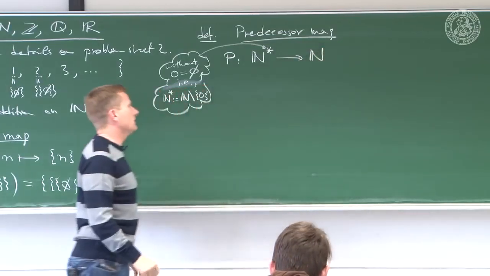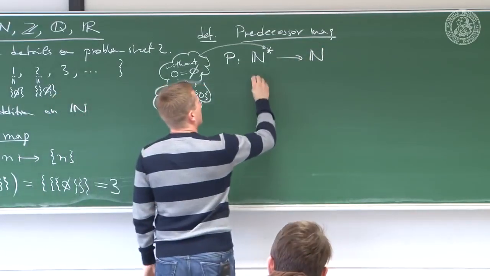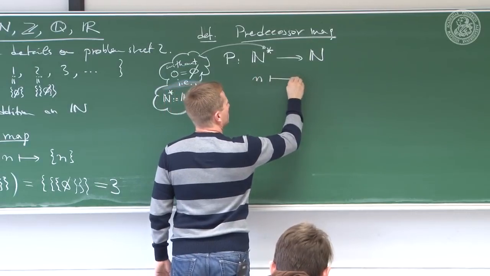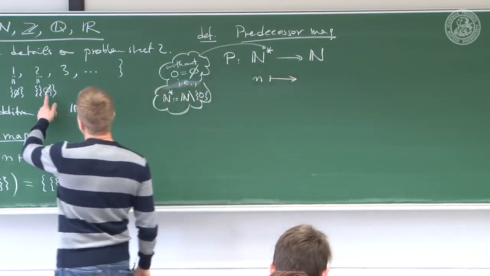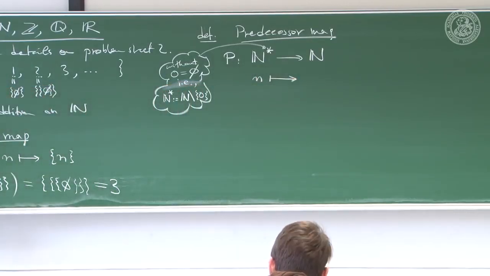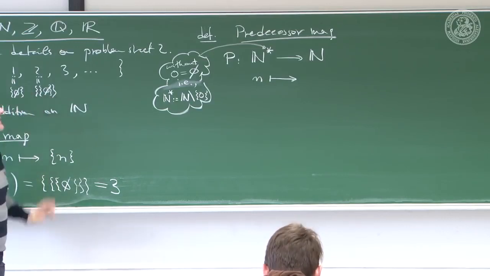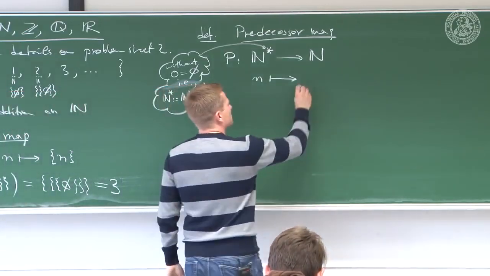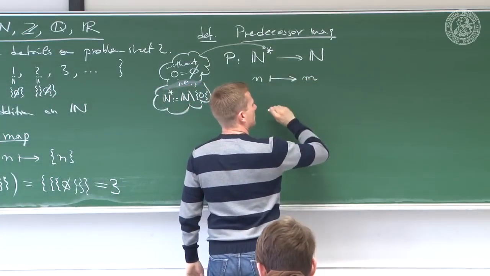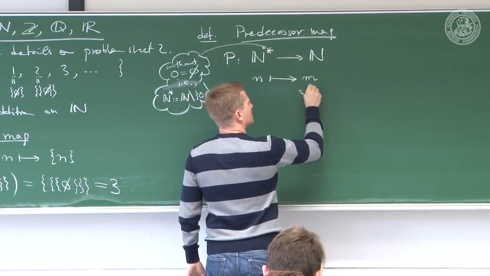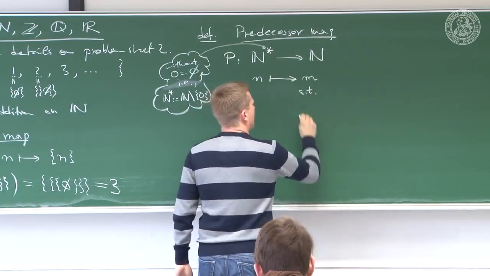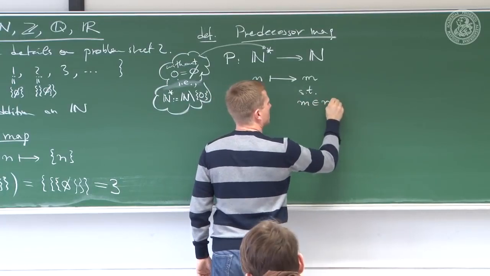It lands again in N. Now, how does this work? To any n we assign, now we need to go backwards. The question is, how do we reduce a layer of brackets? So what do I write on the right-hand side? Well, the trick is to assign to this an element m such that m is an element of n.